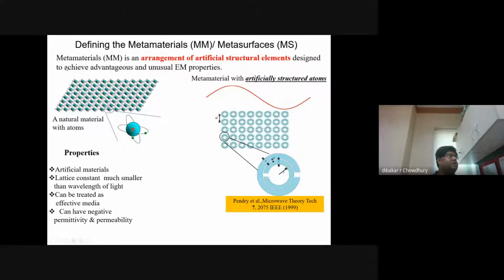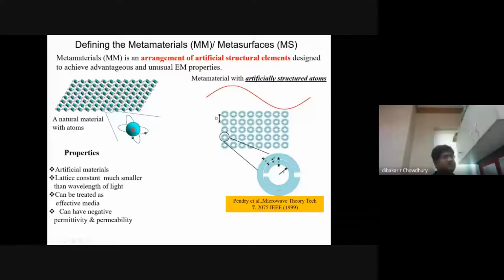Now the definition goes like this: a metamaterial is an arrangement of artificial structure elements designed to achieve analogous and unusual electromagnetic properties. One important thing is that this is an artificially structured element, and another is that the wavelength of the electromagnetic wave you use to excite this artificial structure has to be much bigger than the lattice parameter a, that is the distance between the unit cells. And this can be treated as an effective media.